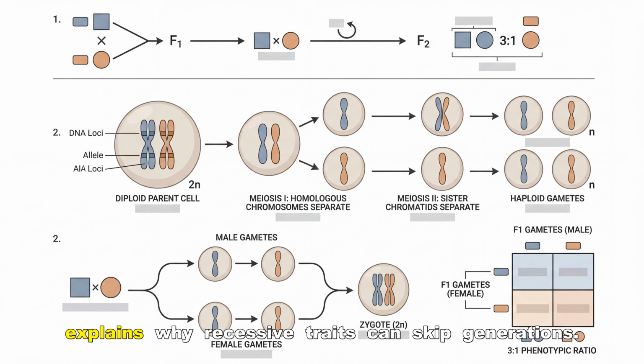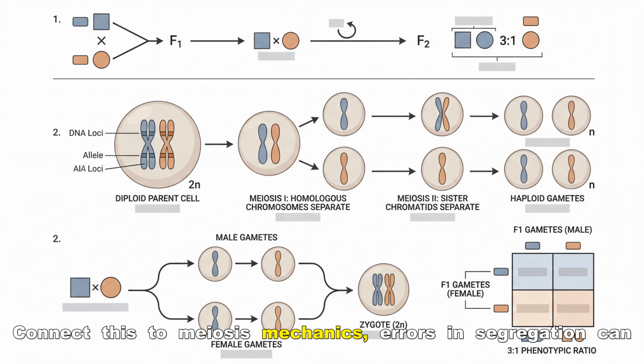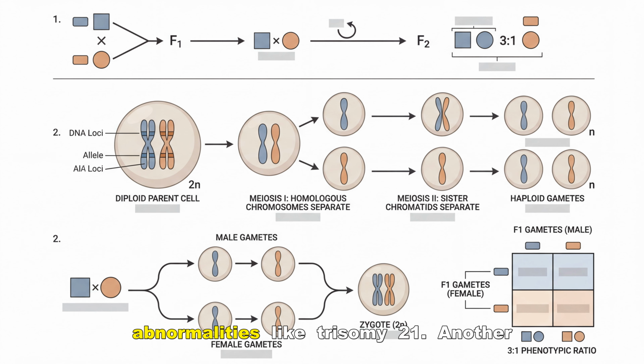This law also explains why recessive traits can skip generations. Heterozygous carriers, Aa, are phenotypically normal, but can pass on the recessive allele. Connect this to meiosis mechanics. Errors in segregation can lead to non-disjunction, which is more often tested with chromosomal abnormalities like trisomy 21.